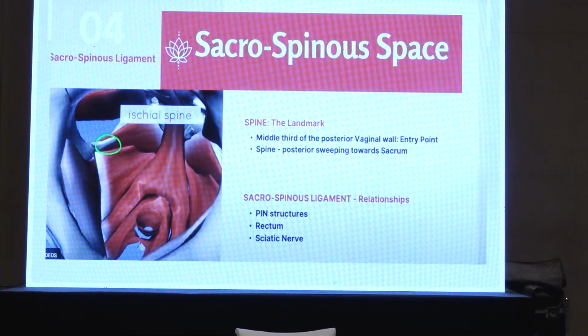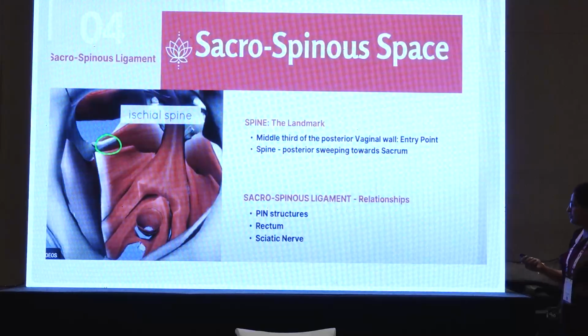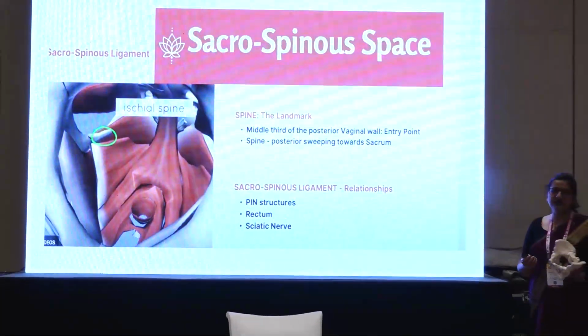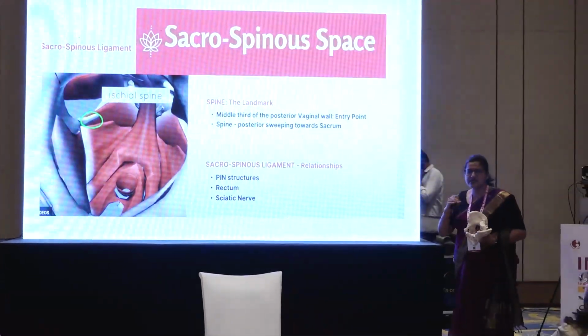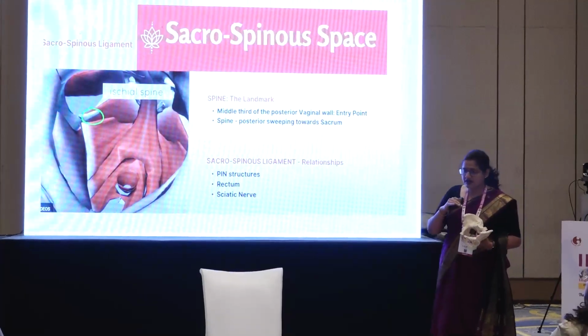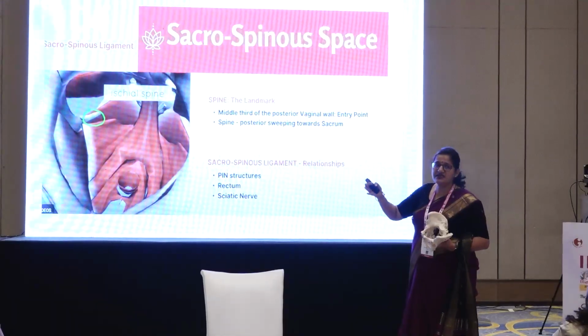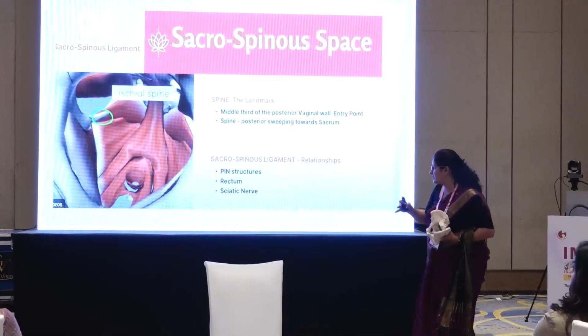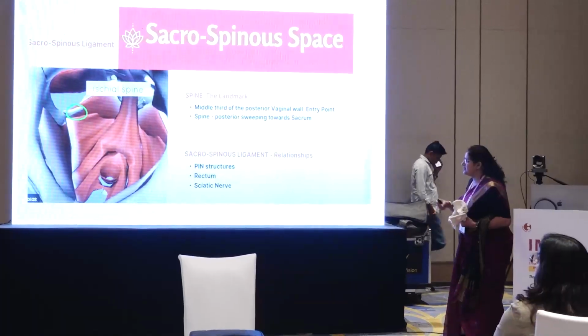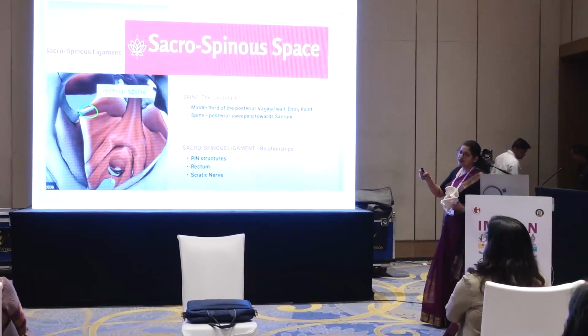Next significant space is the sacrospinous space. Now, sacrospinous is a ligament. Basically it is a condensation of the superior part of the coccygeus muscle, which is the second muscle that was important, which was supporting the pelvic organs. Now this sacrospinous ligament is very important.